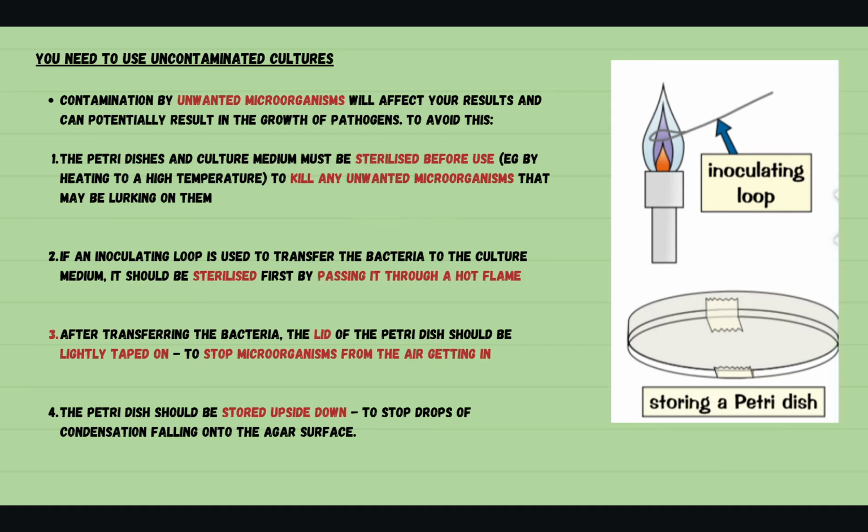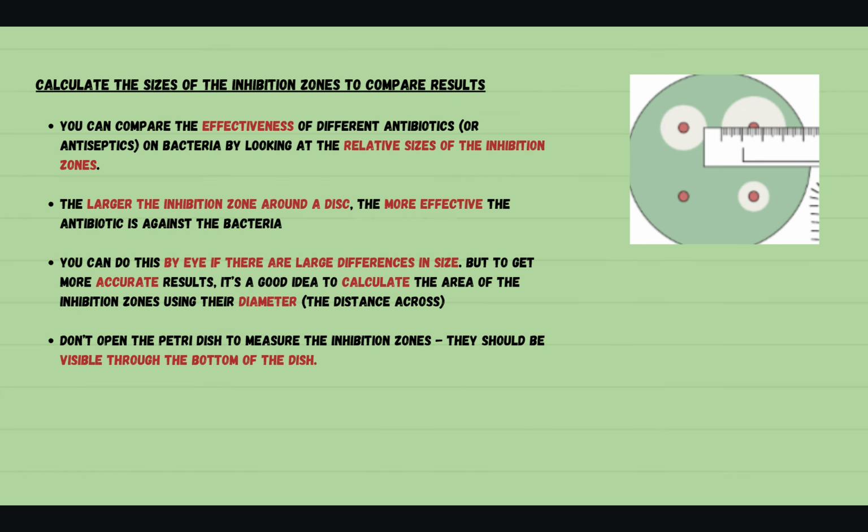After transferring the bacteria, the lid of the petri dish should be lightly taped on to stop microorganisms from the air getting in. The petri dish should be stored upside down to stop drops of condensation falling onto the agar surface. You can also calculate the size of the inhibition zones to compare results.